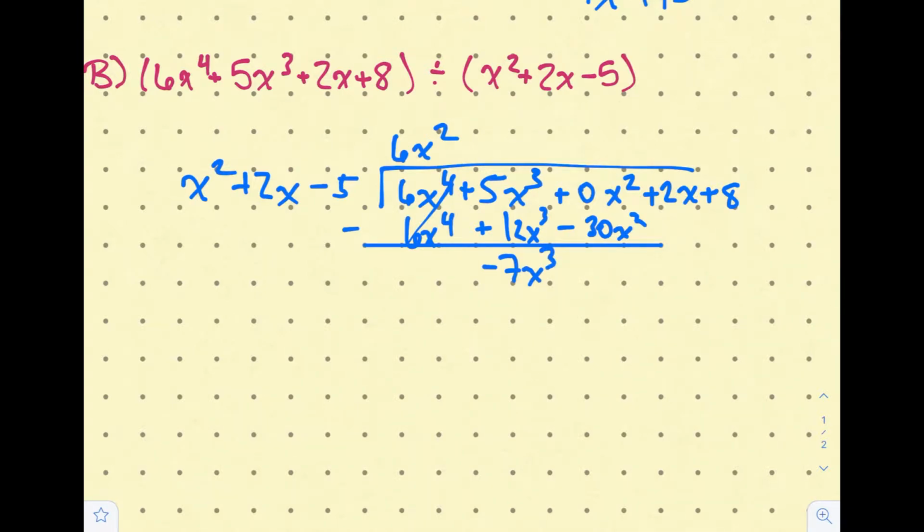0 minus negative 30x squared is plus 30x squared. And then we'll bring down our next term, plus 2x. And then we'll repeat. How many times does x squared go into negative 7x cubed? And the answer is negative 7x times. We multiply our entire divisor by negative 7x. So we get negative 7x cubed minus 14x squared plus 35x.